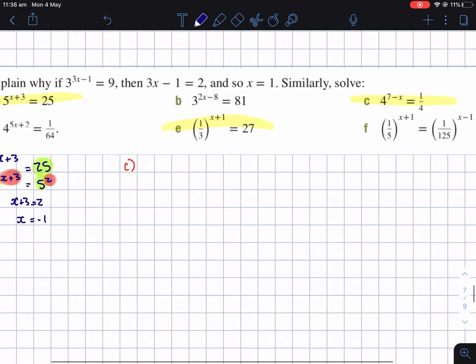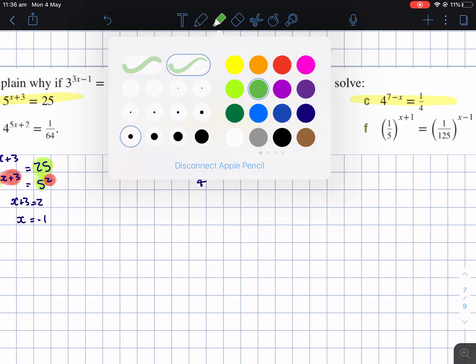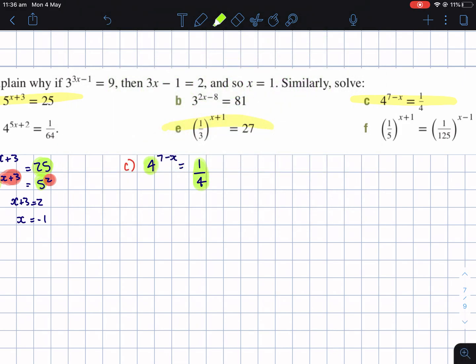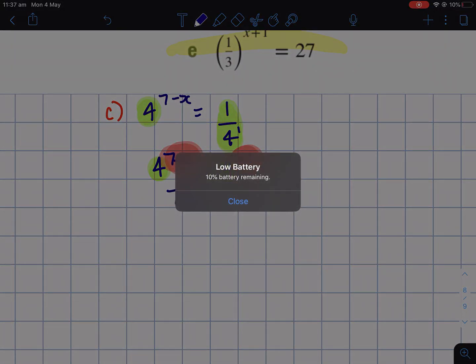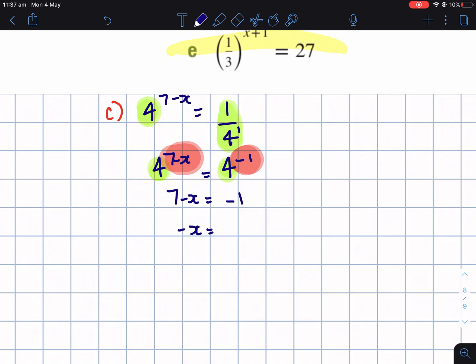Okay, here I've got 4 to the 7 take x equals 1 over 4. I need them to the same base. It's really important. Fortunately, we remember this is 1 over 4 to the 1. So it's 4 to the 7 take x, the same as 4 to the minus 1. Now we've got the same base. We equate our indices. So we know 7 take x equals negative 1. Take 7 from both sides. We know negative x equals negative 8. So x equals positive 8.